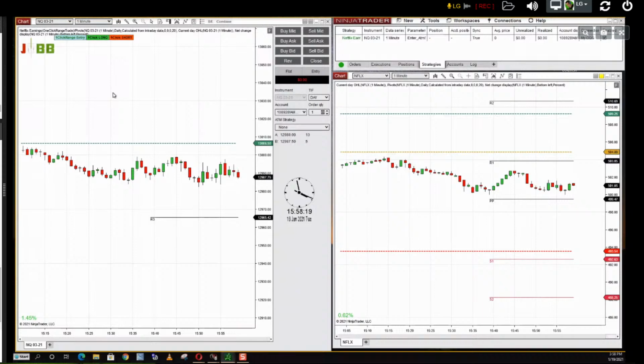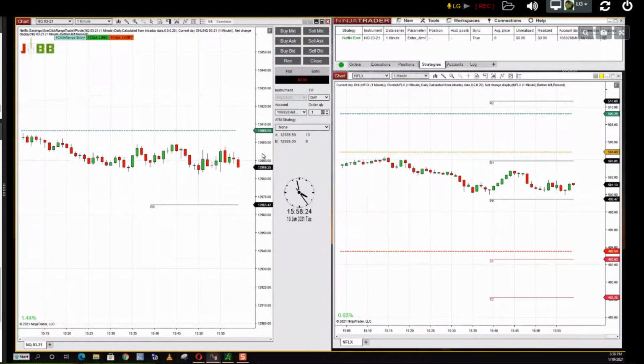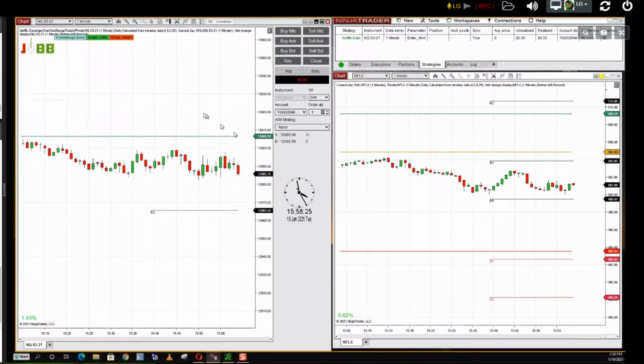It's just part of doing it the way that we do it. If we were trading the real stock price, it would be totally different. Okay.